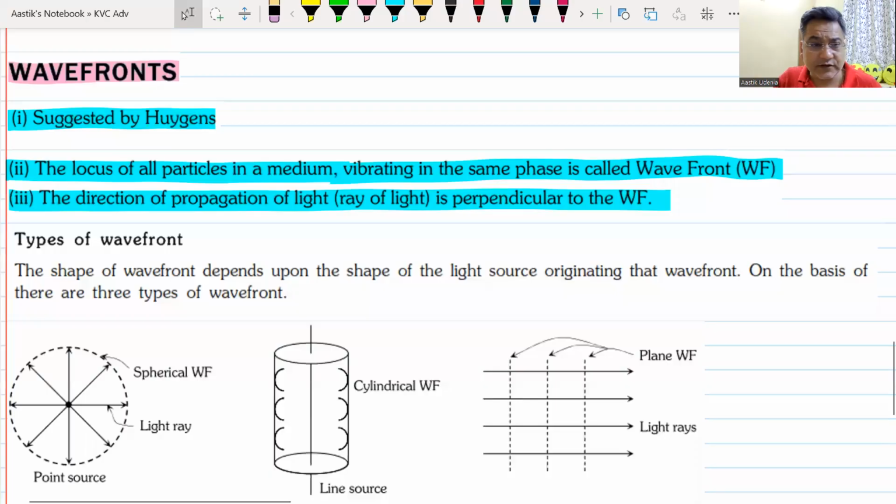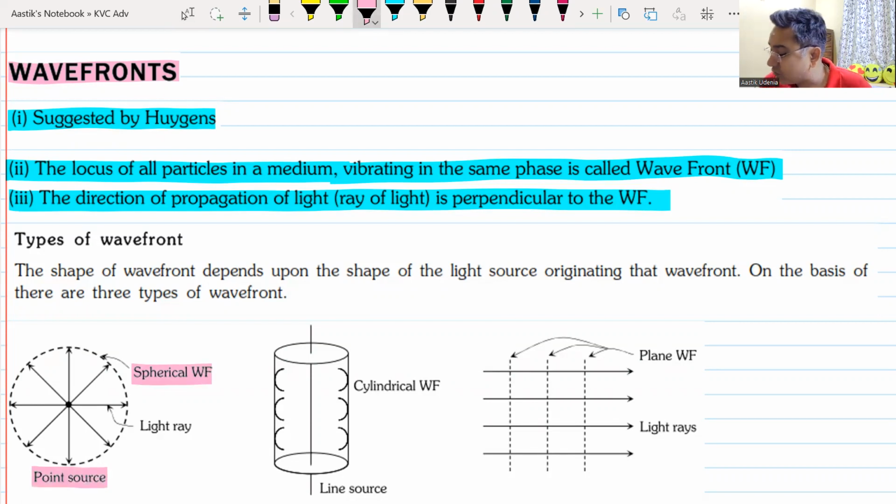The three types of wavefronts that we may encounter, the first one are spherical wavefronts. These spherical wavefronts are created by a point source of light. Here you can see there is a point source of light, and this point source of light creates spherical wavefronts. If we draw a sphere with the center as the point source, all the points on that sphere would be in the same phase, and therefore the wavefront created by a point source would be spherical.